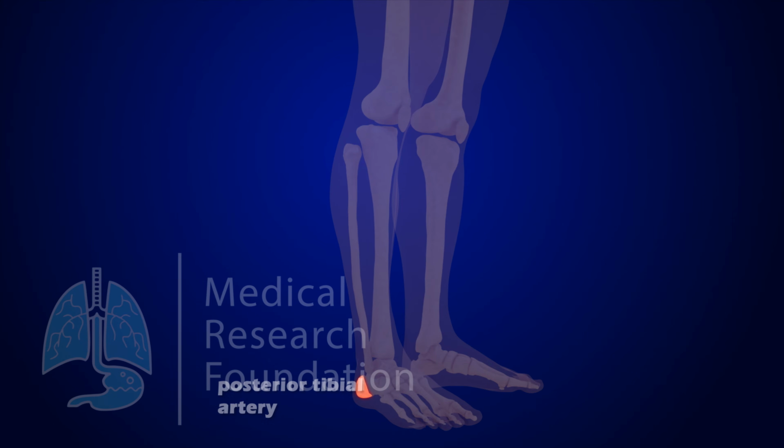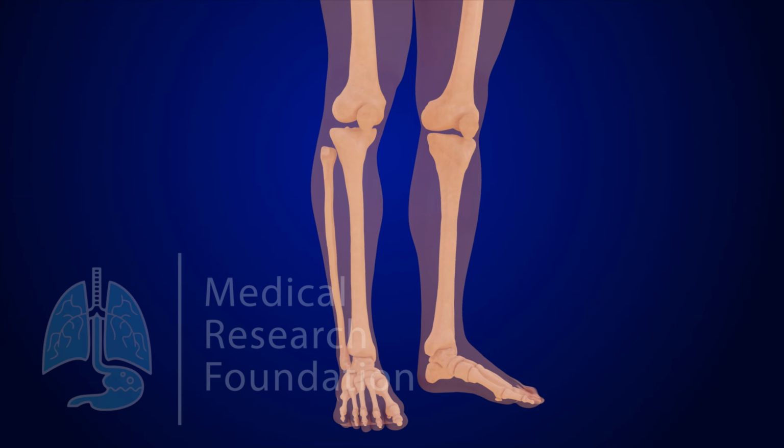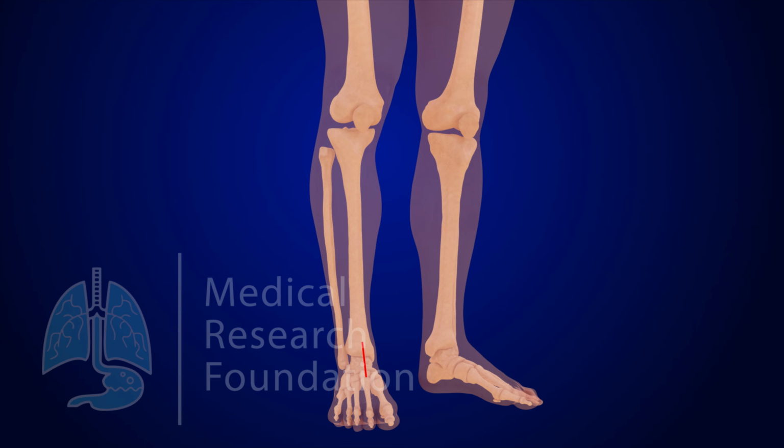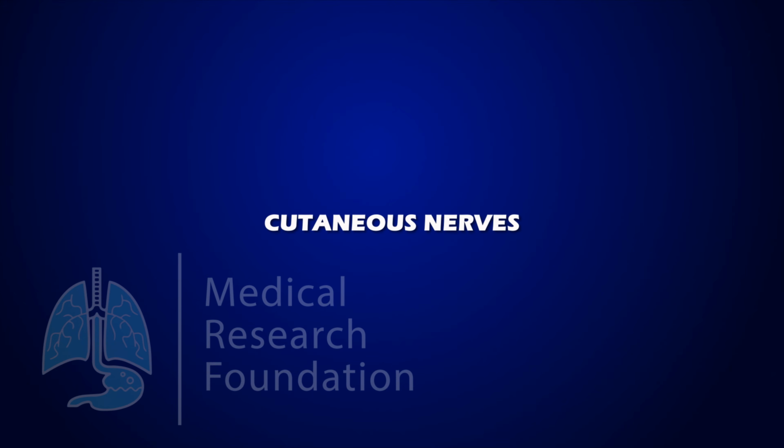Posterior tibial artery pulsations can be felt against calcaneum, about 2 centimeters below and behind the medial malleolus. Dorsalis pedis artery pulsations can be felt well on the dorsum of foot, about 5 centimeters distal to the malleoli, over the intermediate cuneiform bone. Cutaneous nerves.